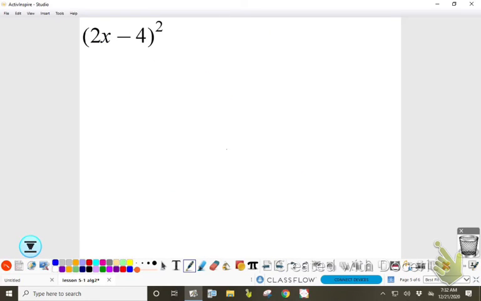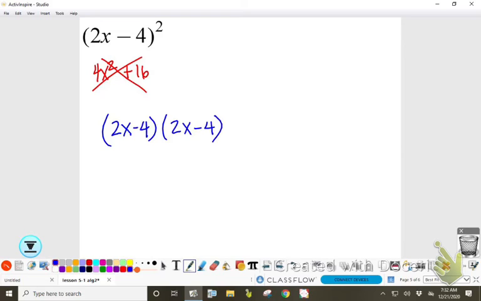Next one, I have 2x minus 4 parentheses squared. A common mistake made is people just square the first term and square the last term and call it good, and that is wrong. Okay, don't do that. 2x minus 4 squared means 2x minus 4 times 2x minus 4. Squared means times itself, so it means 2x minus 4 times itself.